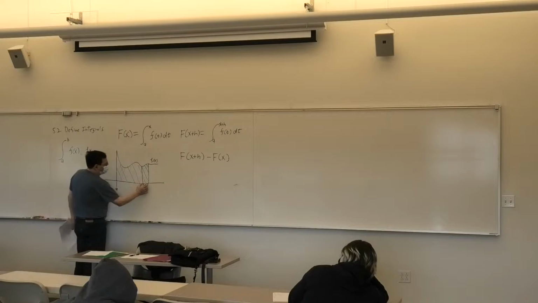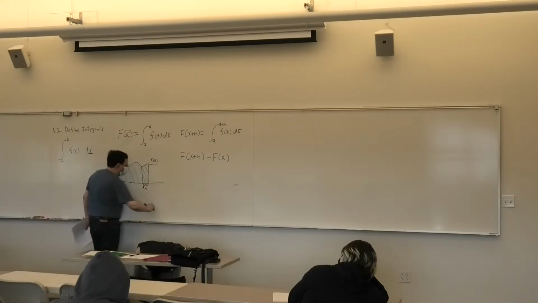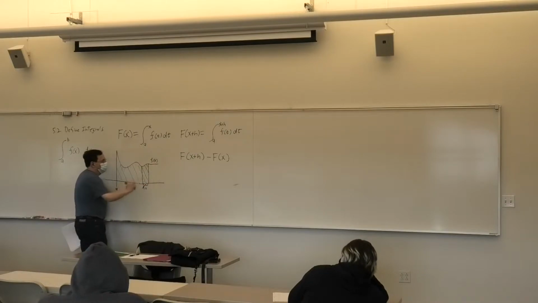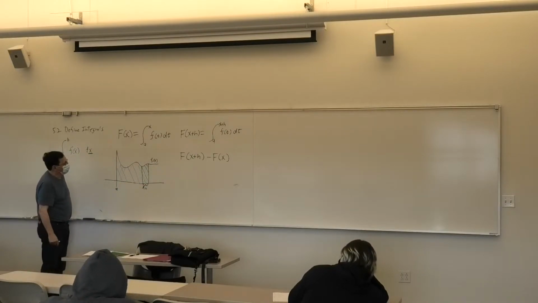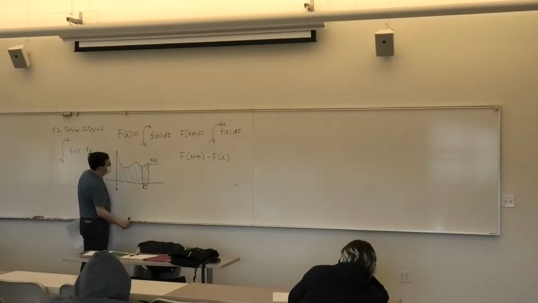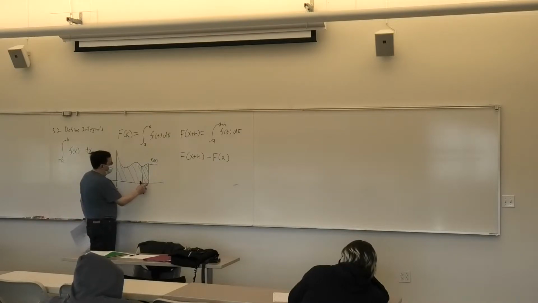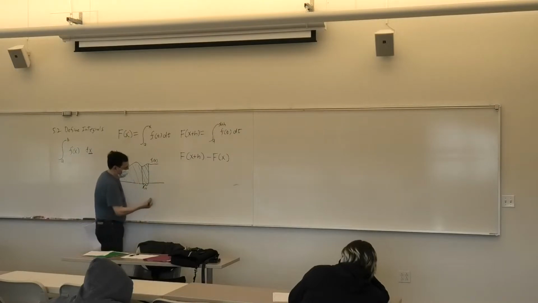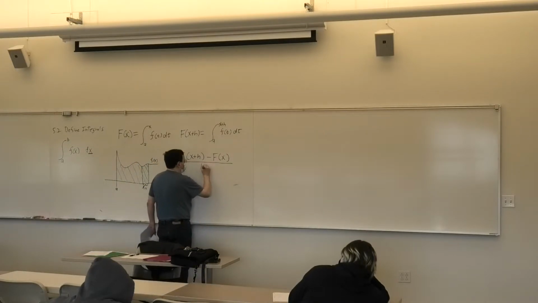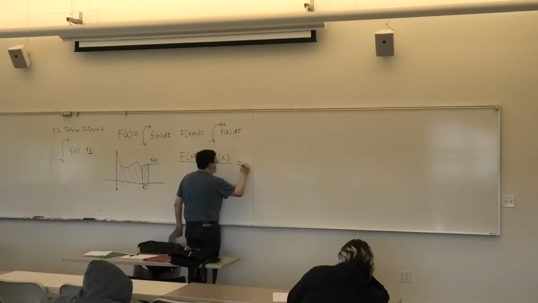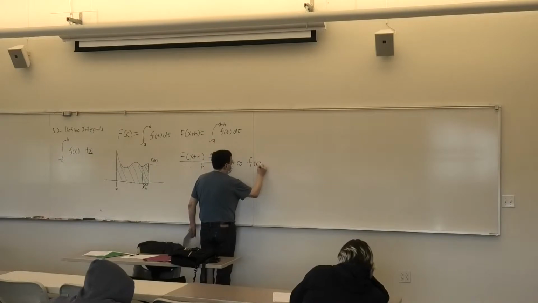Now, if h is small, this is kind of like a rectangle. Right? If h is small, you can approximate this as a rectangle. And that rectangle would have the area of approximately f of x, or f of x plus h, times h. So if we divide it by h, it's approximately the value of the function.